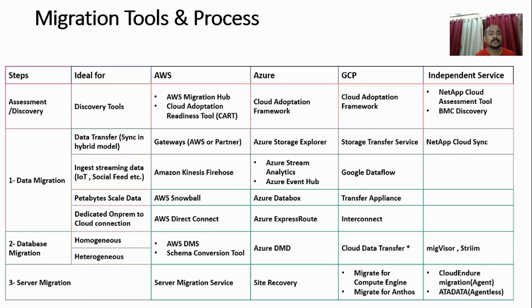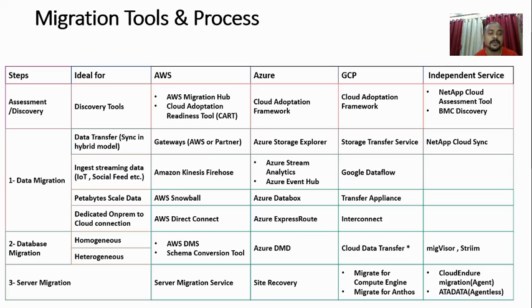Once you're done with your assessment, which means once you know which applications are moving to the cloud, what their architecture and structure would be, then the next step comes: actual migration. Understand this very clearly. The actual migration has 3 stages. One, data migration. You are just moving the data, raw data.